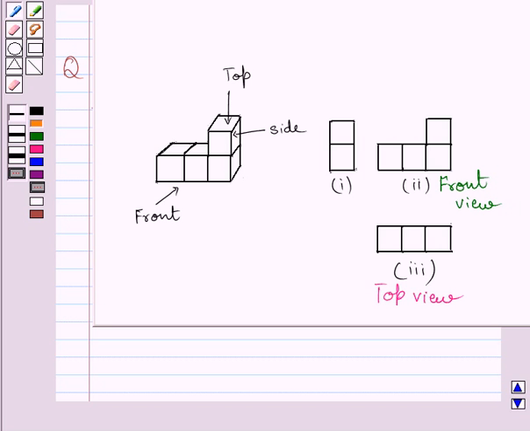Now see the same solid from the side. You can see two squares only. So, these two squares represent the side view of the given solid.